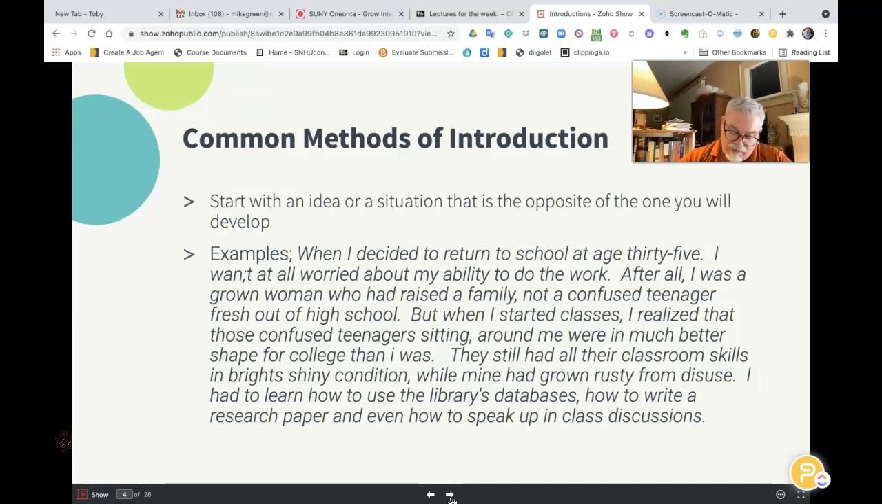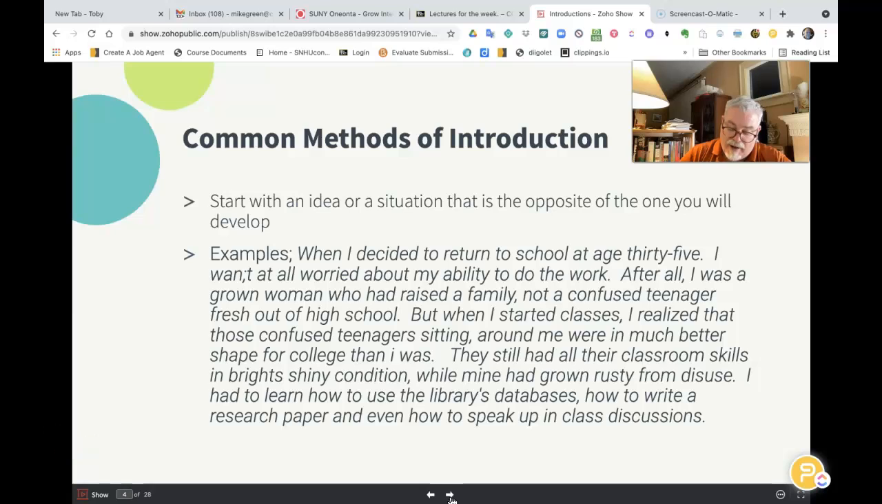Now, I got this from an essay by a woman who was coming back to school, and she says, "When I decided to return to school at 35, I wasn't all worried about my ability to do the work."